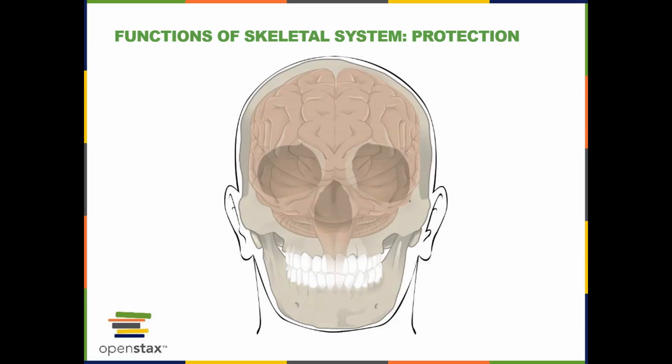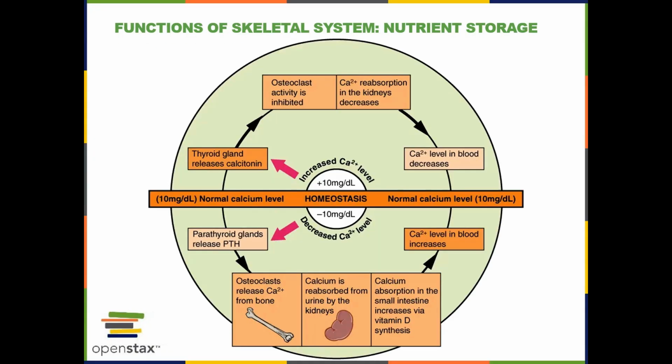Protection is another major function of the skeletal system. We see here the example of the cranium protecting the brain. Another example would be the ribs and sternum that protect the lungs and heart, or vertebral bones that protect the spinal cord. Mineral storage is another major function of the skeletal system.